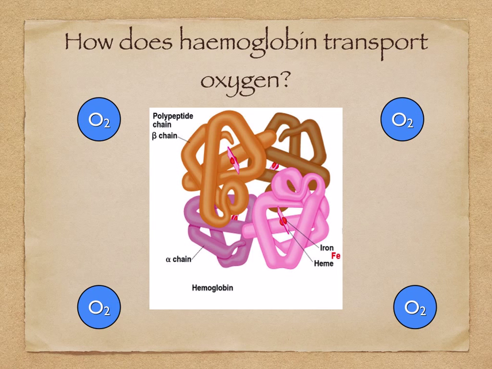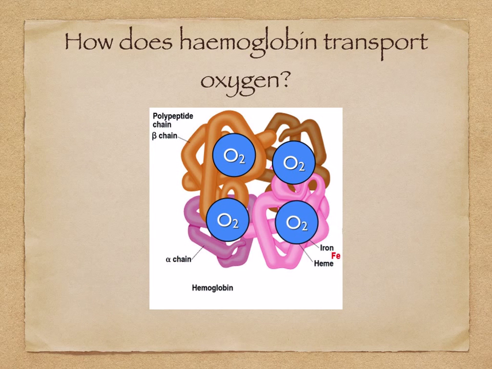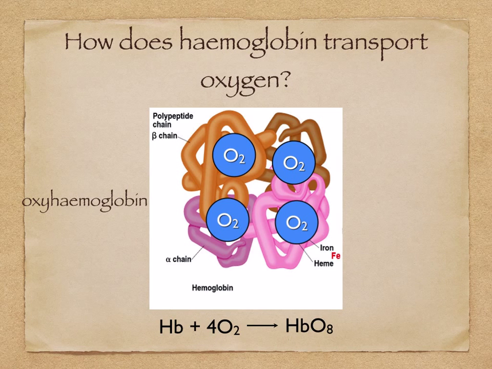One molecule of oxygen can combine with each of the 4 heme groups to form oxyhemoglobin. So here you can see the equation. Hb for hemoglobin plus 4 oxygen molecules forms HbO8.